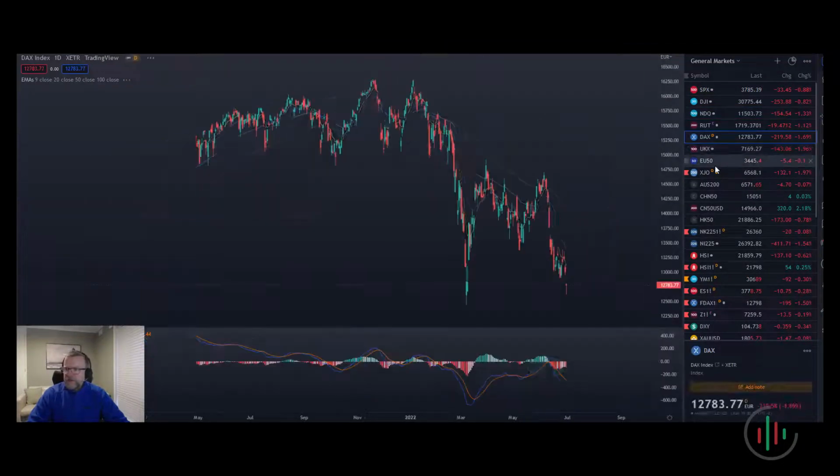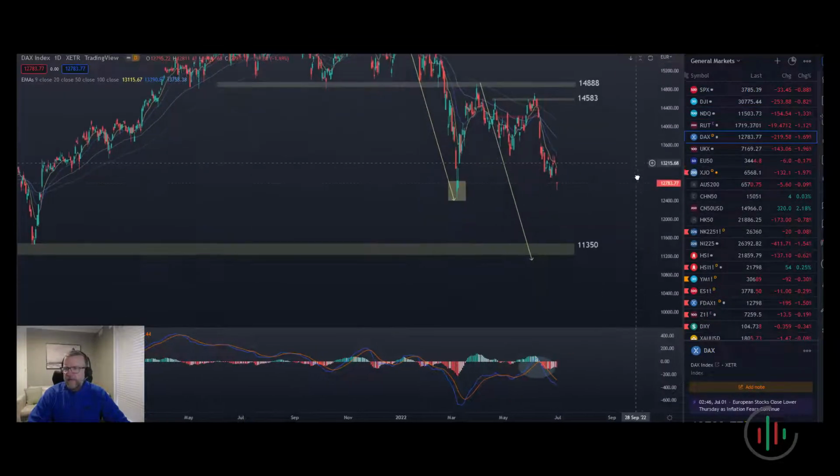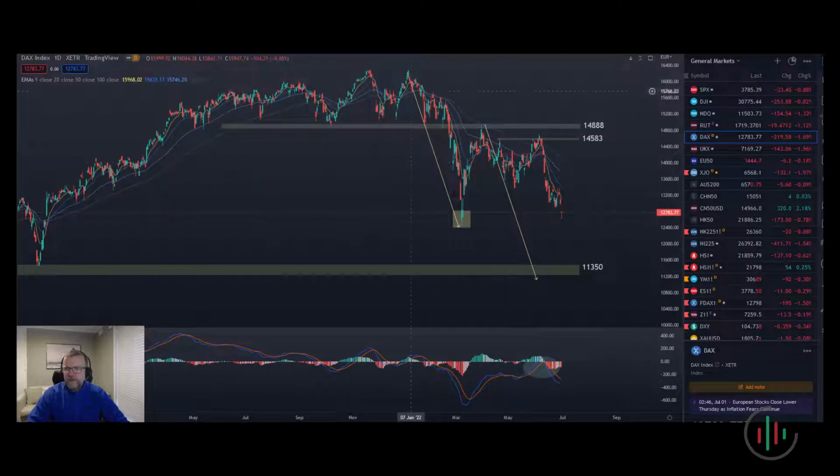Go over to the DAX, European markets. Now, DAX has been hit quite hard. This is something we've been looking at for quite a while. First leg down, secondary leg down. I haven't talked about this for a while, but it still stands true. 14,583 is the retest fail. RTF is holding there.